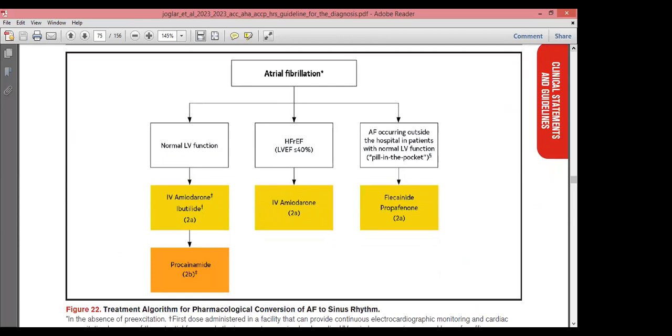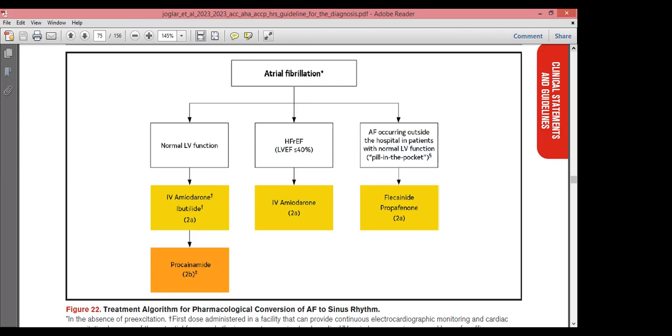Now, for atrial fibrillation, if you want to do pharmacological cardioversion, there's no class 1 recommendation for pharmacological cardioversion. There are 2A and 2B. So you look, patient is having AF, the LV function is normal. You can use IV amiodarone, you can use IV ibutilide, class 2A. Then class 2B, you can use procainamide, where if the class 2A amiodarone and ibutilide are not tolerated or they are contraindicated, you can use procainamide.